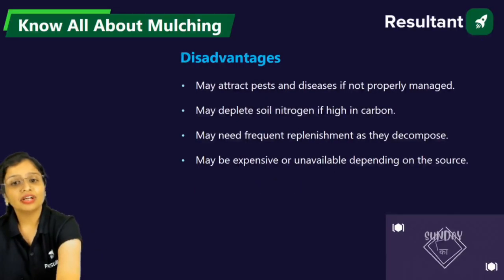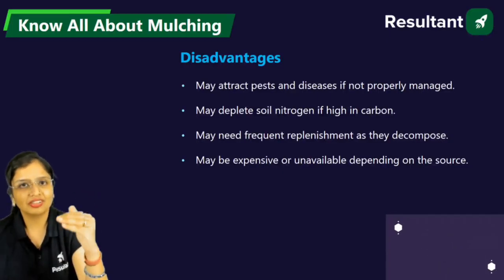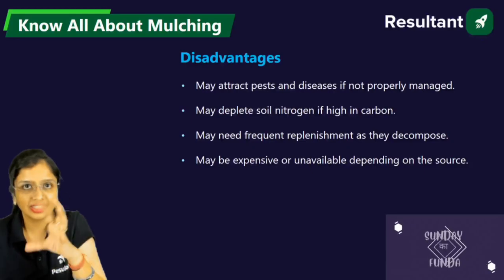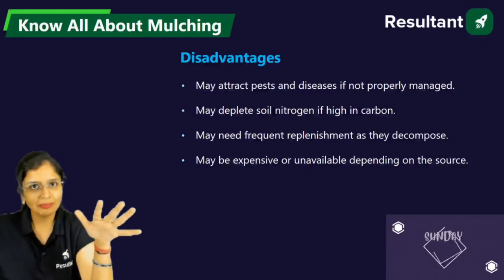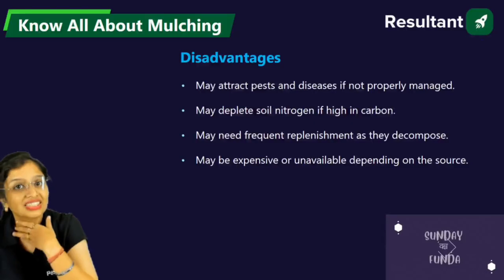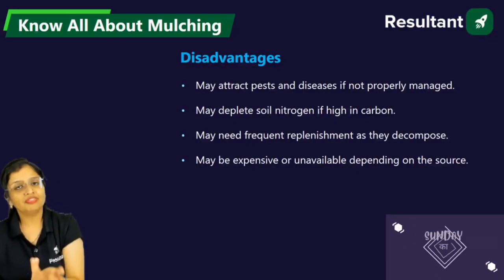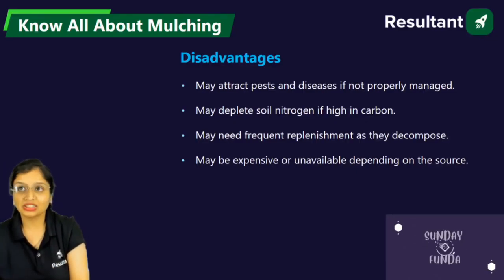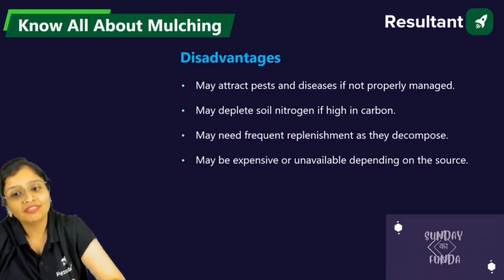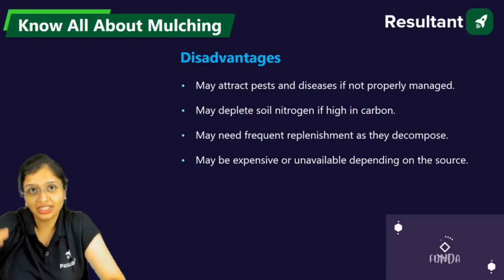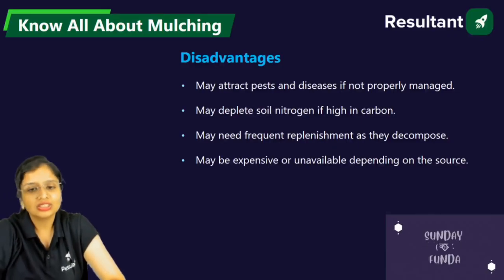Next, if I talk about disadvantages, sometimes you need to replenish it frequently. If it gets decomposed, you need to add it again. Then, if you haven't managed it properly, there are chances that pests and diseases can come into action. If it is naturally available, good, and if it is not available, it can become expensive if you purchase it. It will also deplete the soil nitrogen if it is high in carbon. So these are the disadvantages.